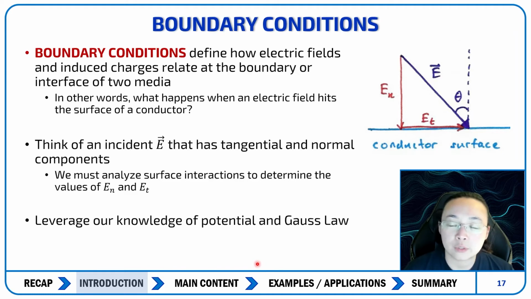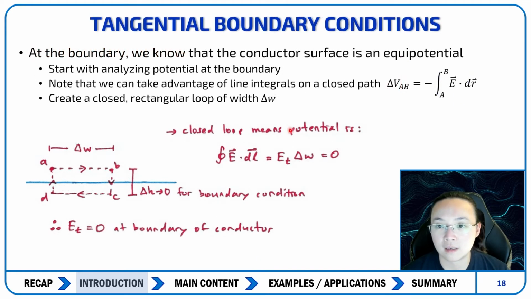There are two things that we can take advantage of. We know Gauss's law and we know about potential. So let's go to the next slide, and we're going to first target tangential boundary conditions. At the boundary over here, in blue, we know that the conductor's surface is an equipotential. So at any point along this line, it's an equipotential. We're going to start by analyzing the potential at the boundary.